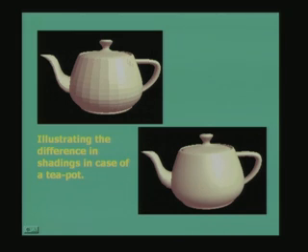Let us take the example of a teapot, illustrating the difference of shading, where I have used faceted shading in the left hand side top figure, and on the right hand side it is Gouraud or interpolated shading. So, you can see that with the same wireframe representation, you can see faceted shading for the case of a teapot, which gives a very coarse approximation.